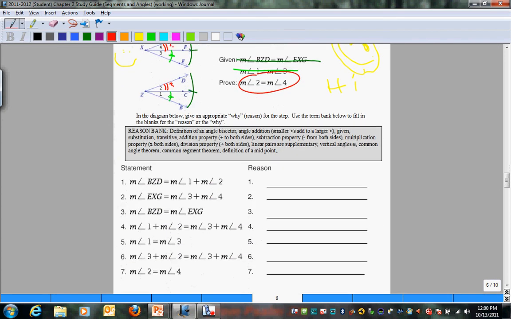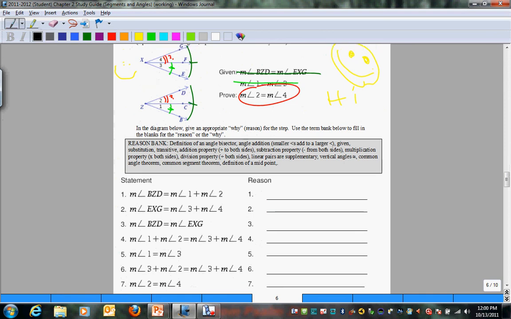All right, so coming over here, number 1 says angle BZD, that's the big angle, equals angles 1 and 2 added together. What's that called? Angle addition. It says right here, smaller angles added to larger ones. So little angle plus little angle equals big angle, potentially for one of them. That's called angle addition.